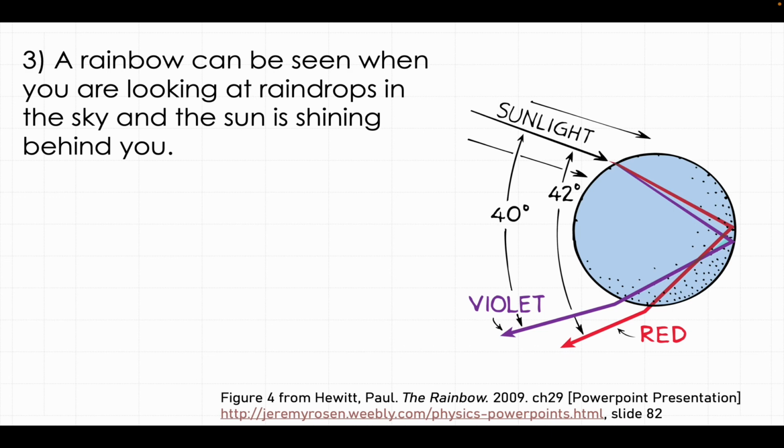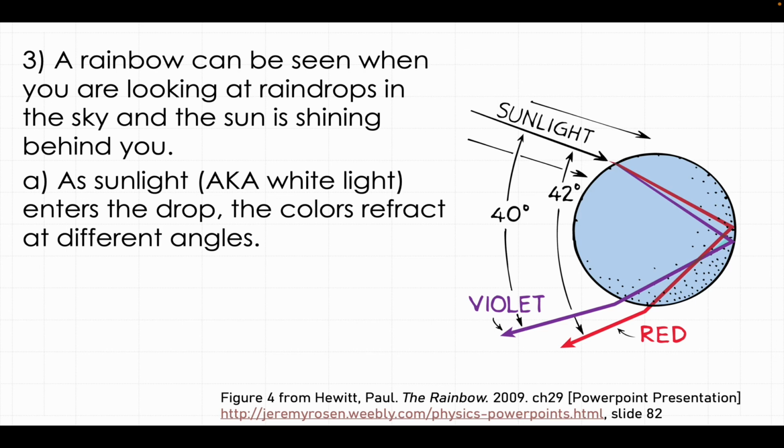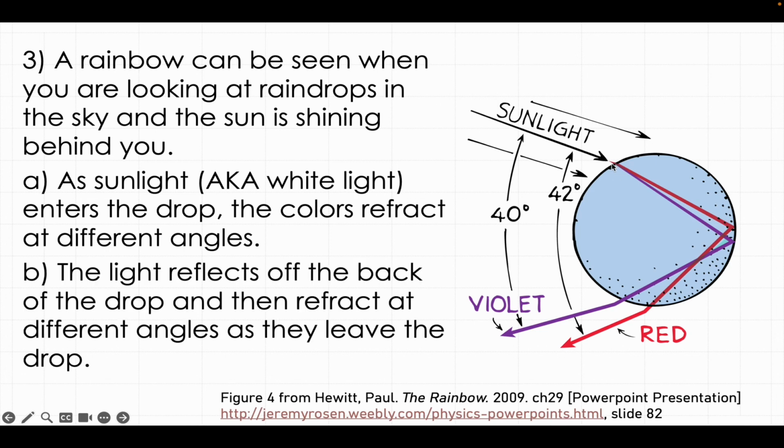A rainbow is caused by when you are looking at raindrops in the sky and the sun is shining behind you. In figure 4, you can see sunlight, again shown as black, which is supposed to be white light. When it enters the drop, the light rays refract, again traveling at a different angle because they travel at different speeds. Now the light rays reflect, meaning bounce off the back of the drop, and then they refract again as they leave. Notice here there is quite a separation between red and violet, again imagining that all the colors in between would occur there.